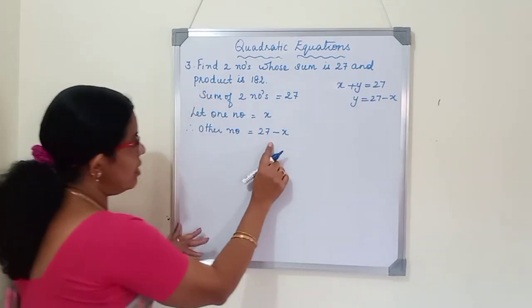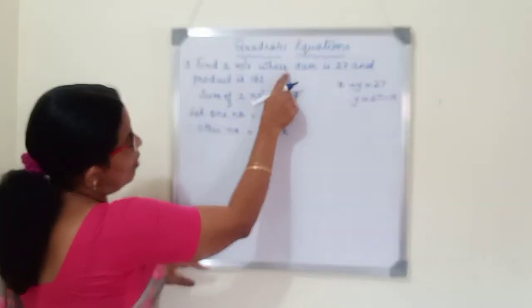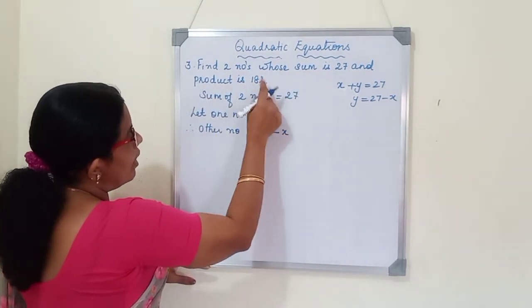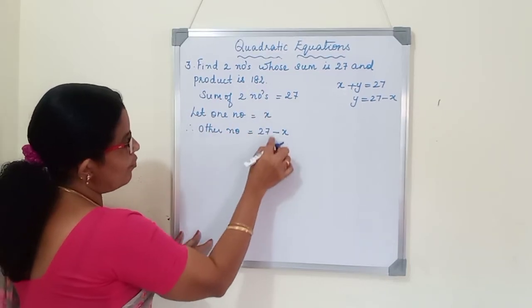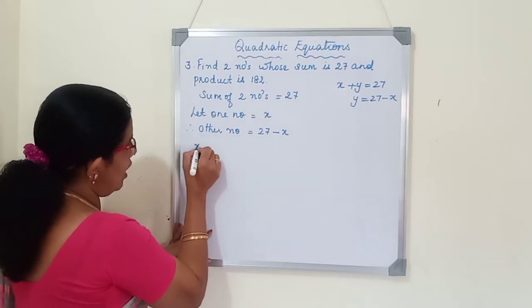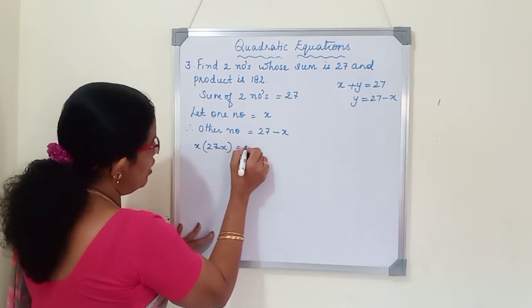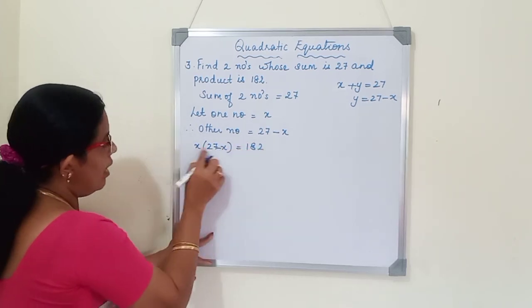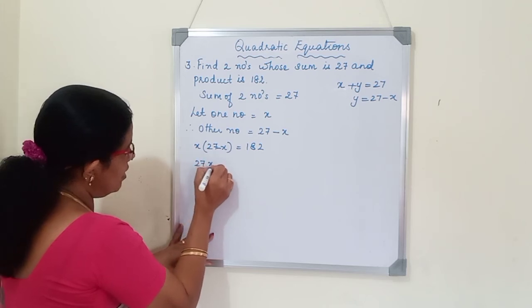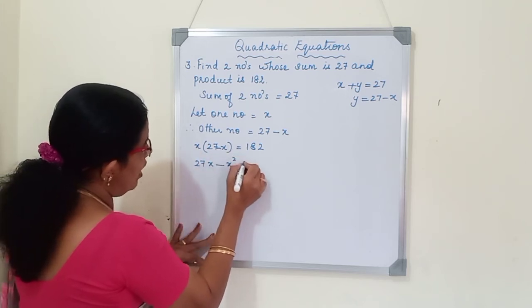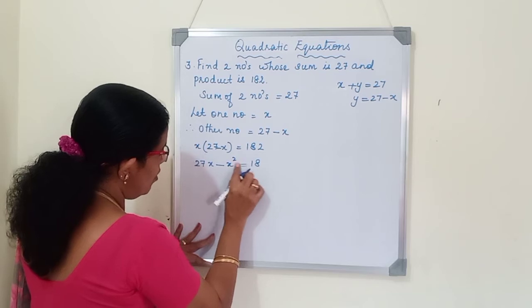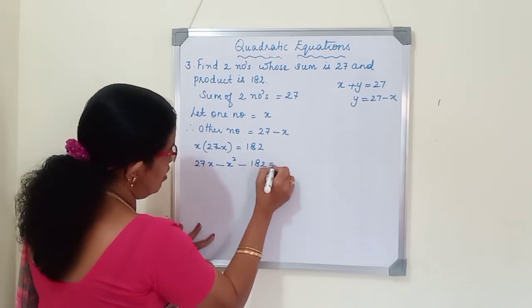So 27 minus x. Now find two numbers whose sum is 27 and product is 182. So the product of these two numbers is 182. So x into 27 minus x is 182. We will multiply x into 27, 27x, minus x into x, x square, is equal to 182. I'll take it to the left side: 182 equals 0.